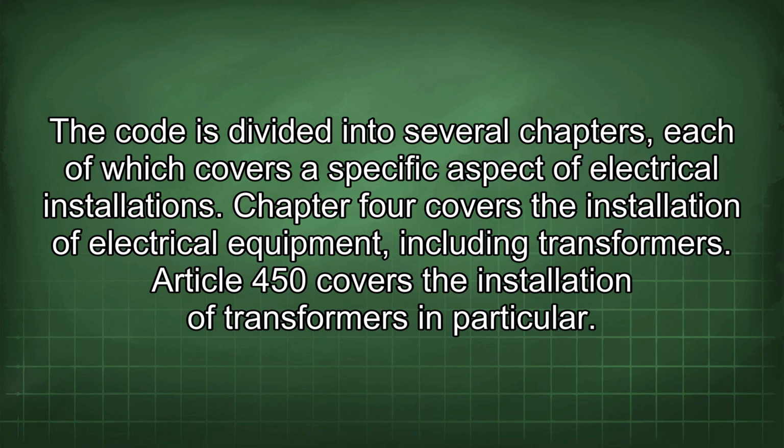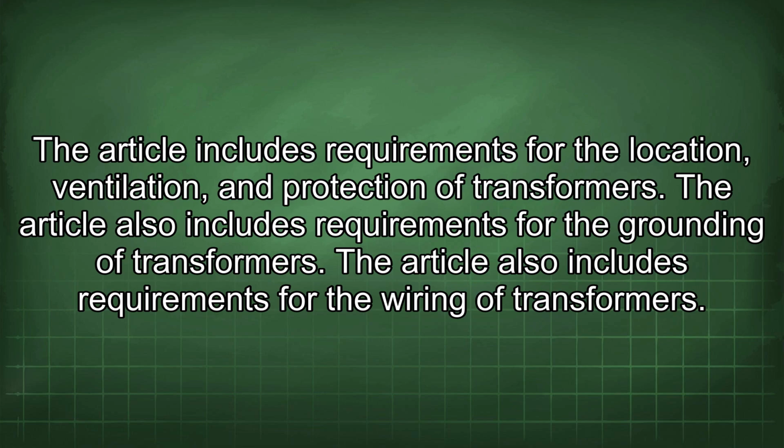Chapter 4 covers the installation of electrical equipment, including transformers. Article 450 covers the installation of transformers in particular. The article includes requirements for the location, ventilation, and protection of transformers. The article also includes requirements for the grounding of transformers. The article also includes requirements for the wiring of transformers.